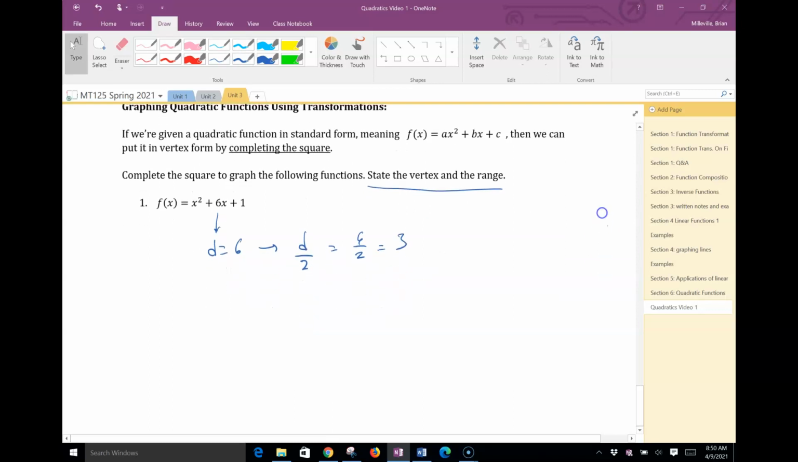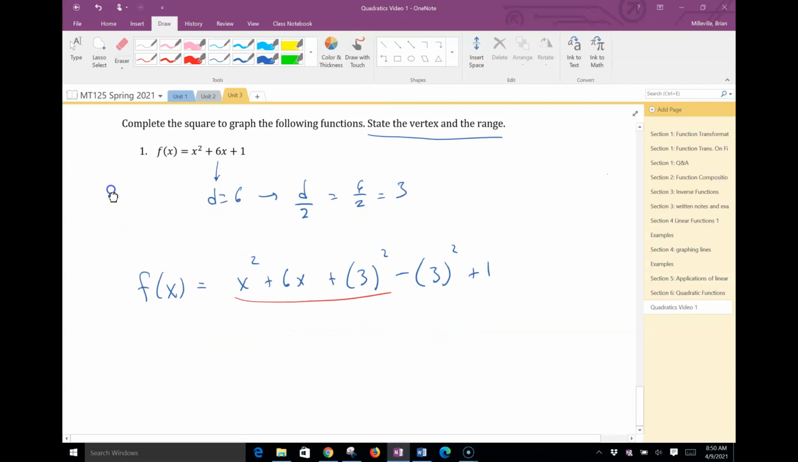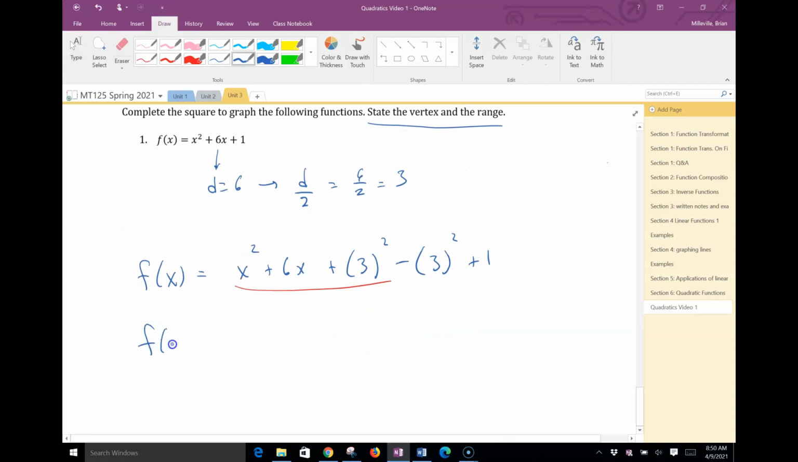Okay, and now we're just going to go at it. Let's rewrite our function. So what do we have? We have x squared plus 6x, and then we're going to add 3 squared, subtract 3 squared, and then plus 1. The first 3 terms, once again, are becoming the perfect square binomial. This is just an algebraic rewrite. Sometimes, though, rewriting expressions can be more difficult than solving equations. All right, and then we get minus 9 plus 1.